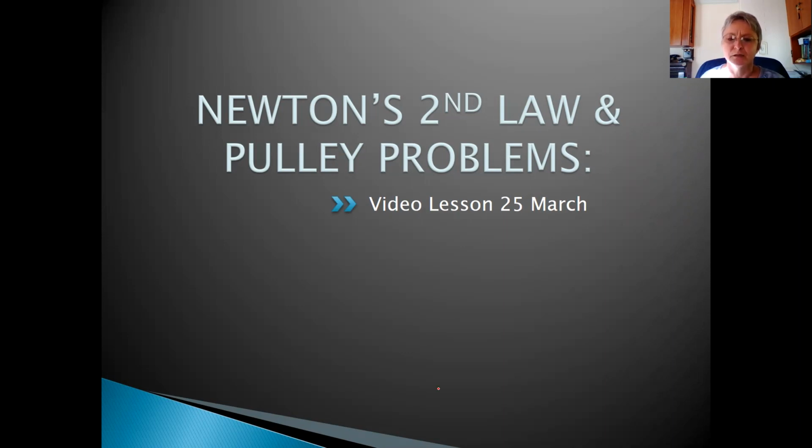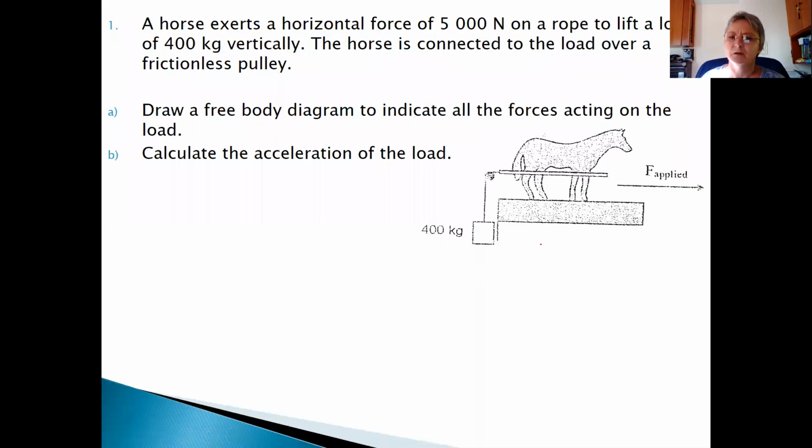Today, I would like to continue working through Newton's second law problems, and I'm going to focus on pulley problems. So there are pulleys in the system. Now, a pulley does not have any other function but to change the direction of the string or the chain or the cable to which objects are connected, and so it changes the direction of the tension in the rope or the chain or the string.